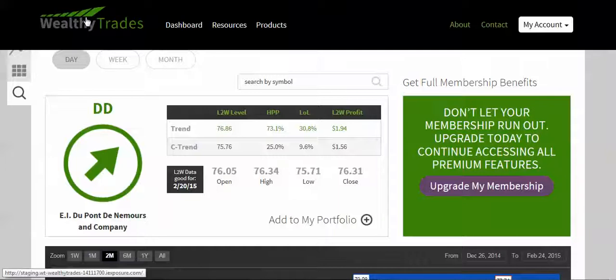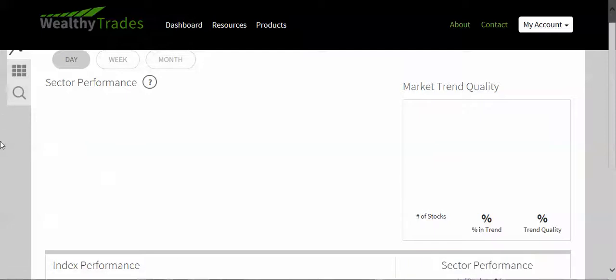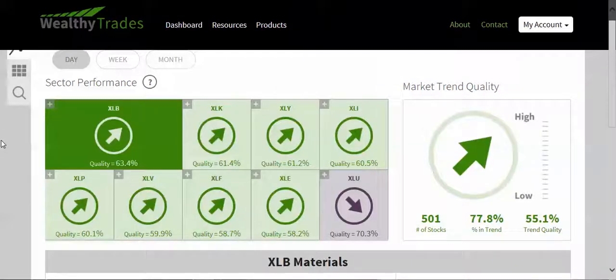Step number 1 was get a directional bias. If you remember, we get our directional bias based on the Wealthy Trades dashboard. We get that by the market trend quality, which is on the first page of the dashboard. What we want to do is see what direction the arrow is pointing. If it's pointing up, then we probably are going to have a bullish bias, but we take it further. We want to know the quality of that uptrend. And if the quality is below 50%, indicated right here, then we want to have a neutral bias.